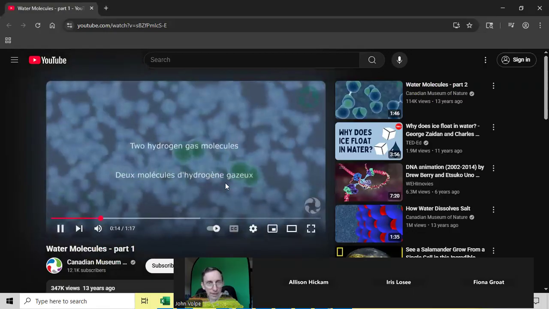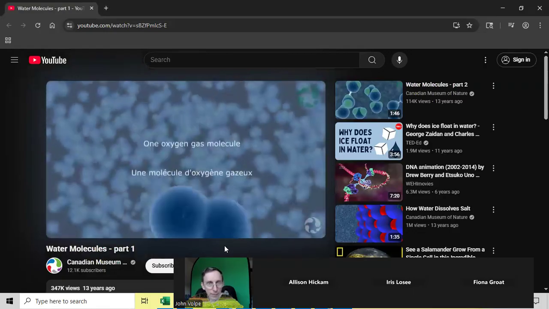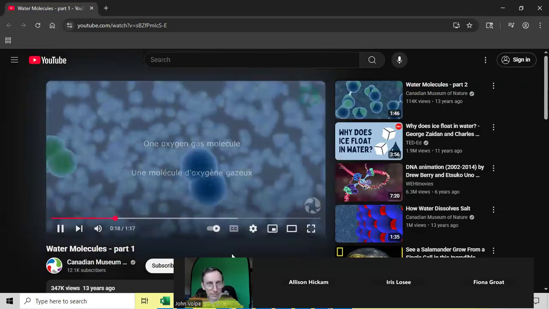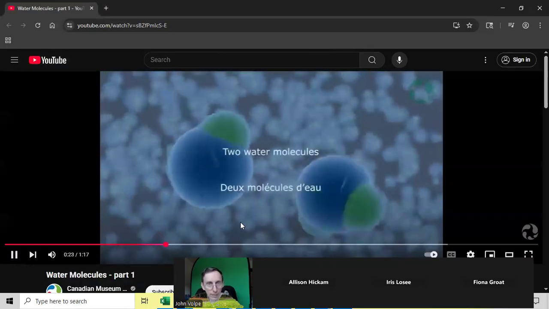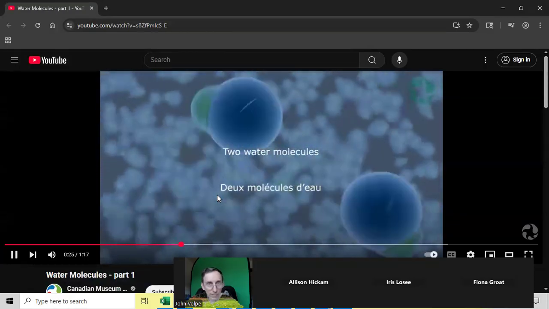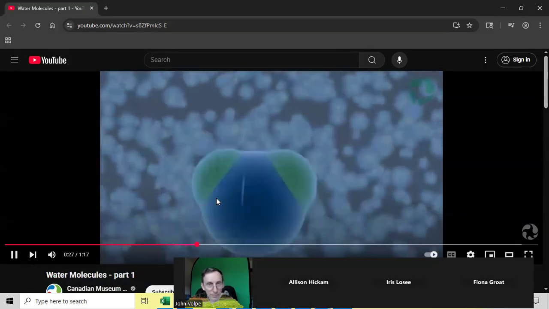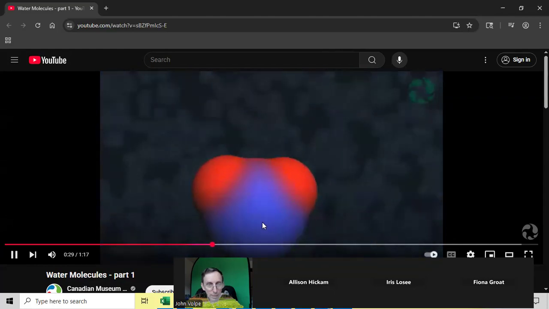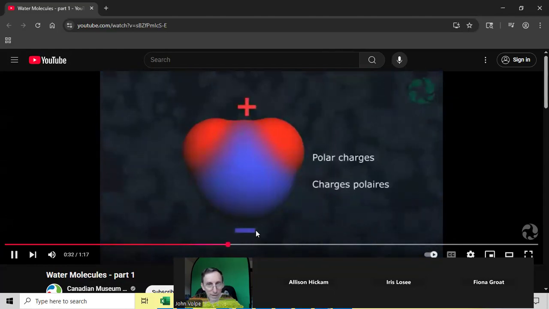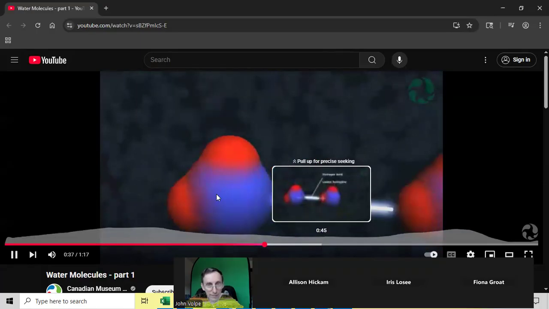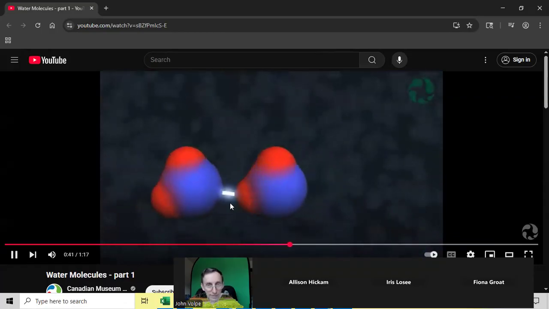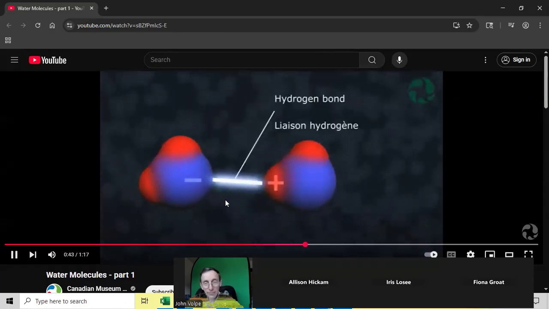Two hydrogen gas molecules, one oxygen molecule. And there we have two water molecules with the oxygen having a partial negative charge and the hydrogen a partial positive charge. And there's a hydrogen bond. You can see it's breaking and reforming all the time. Any questions about any of that?